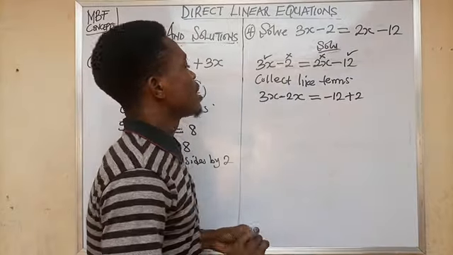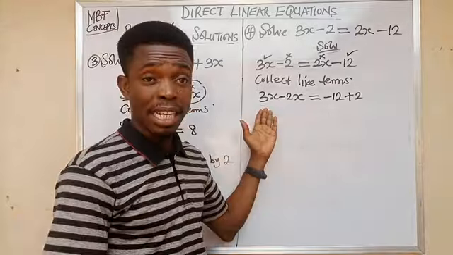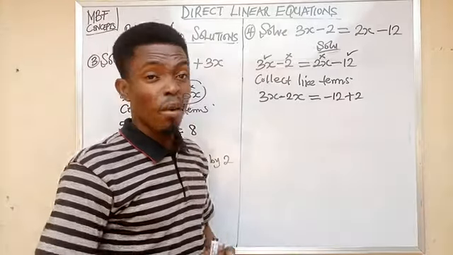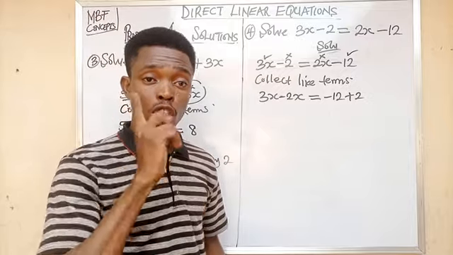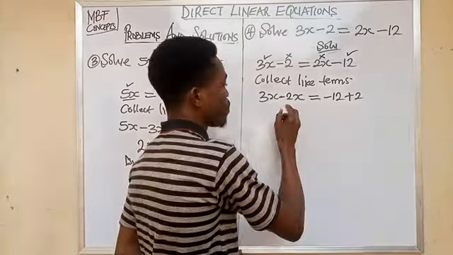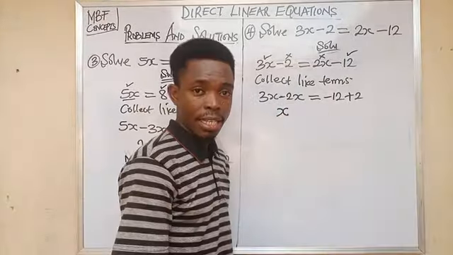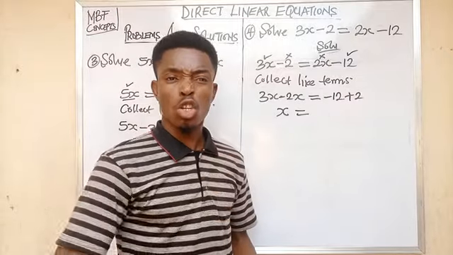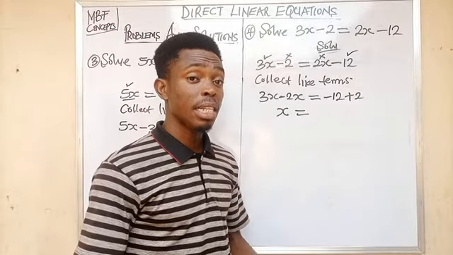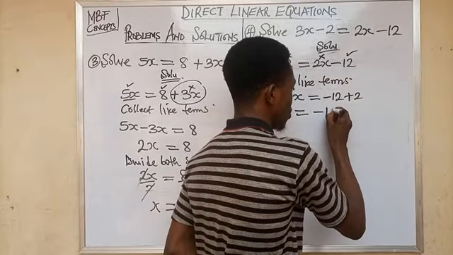Now guys, if x is an orange, therefore I have 3 oranges minus 2 oranges. Now if I remove 2 oranges from 3 oranges, I will be left with what? Just an orange. Therefore, if I remove 2x from 3x, I'm going to have 1x, which is equal to minus 12 plus 2, guys, is minus 10. Are you there? Yes. We simply have minus 10.